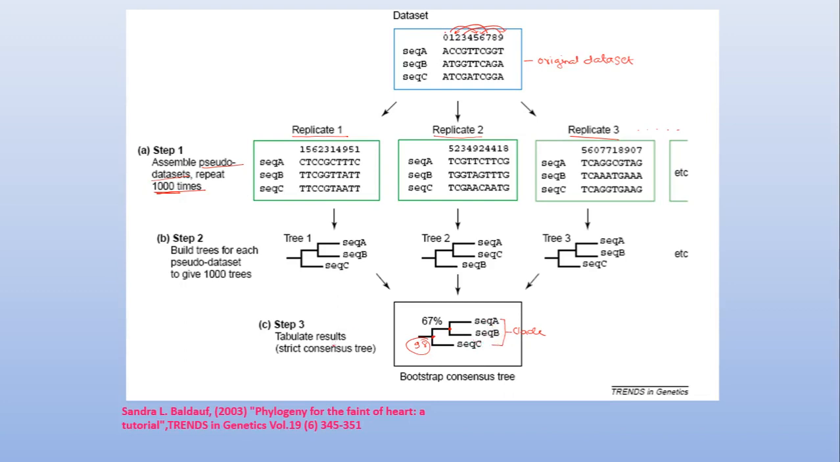So in this way, after constructing a strict consensus tree and based on the reliability weights that you have obtained at the internal nodes, you can define the reliability of your tree. Like which part of my phylogenetic tree is more reliable than some different part of your phylogenetic tree. Okay, so this is how you perform the bootstrap analysis.